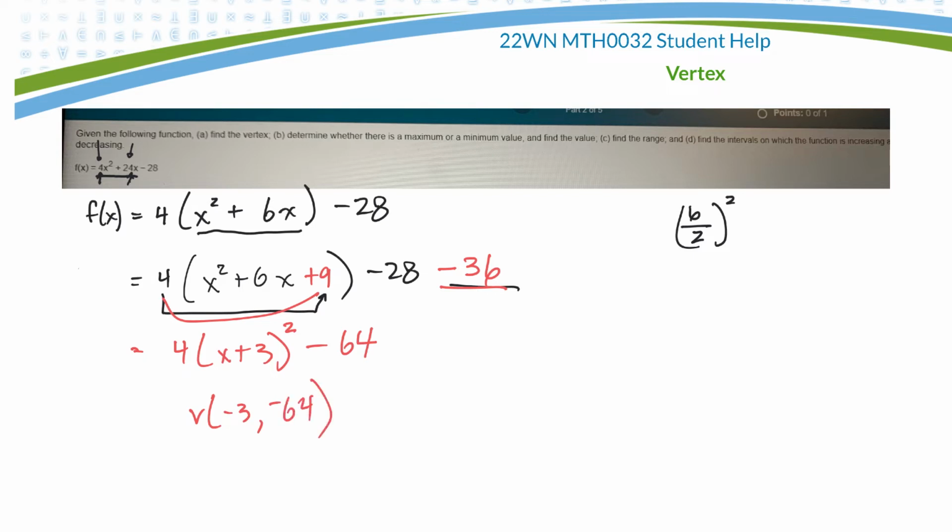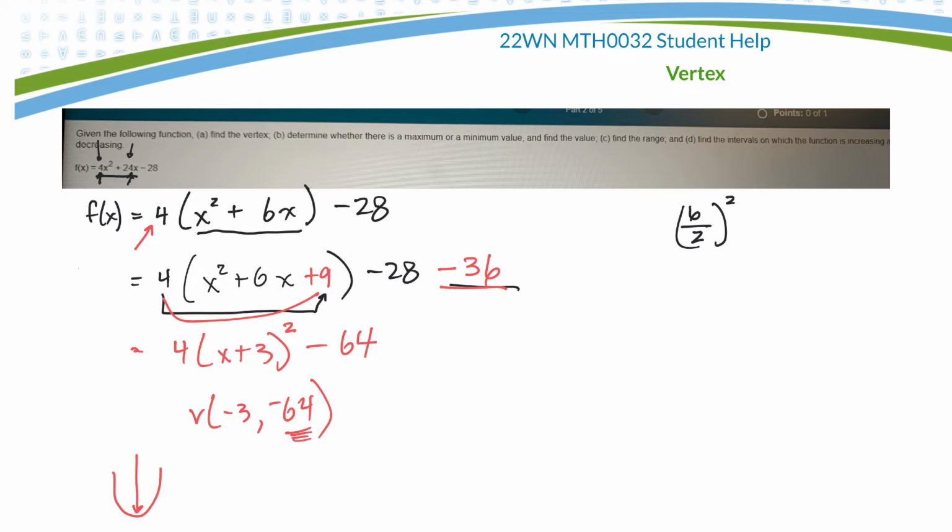What else do they ask? It's a max or min value. Because the a value is positive, it's a U-shaped graph. So it's up like this. So there'll be a minimum y value that it can go down to. So the minimum value will be negative 64.